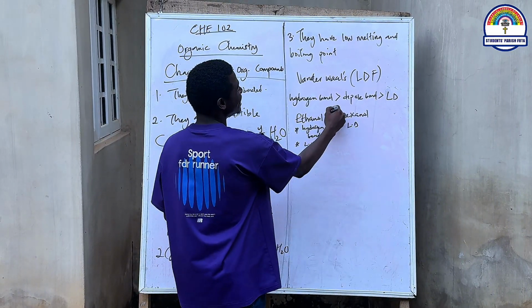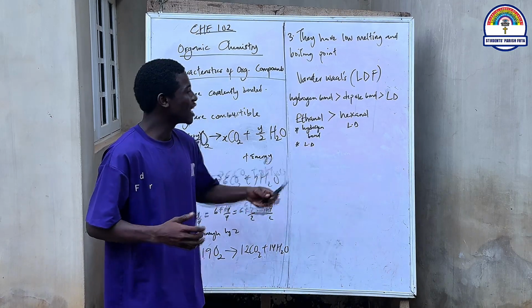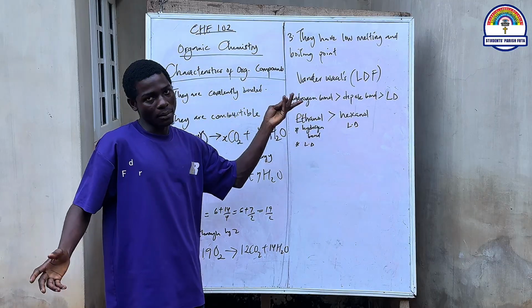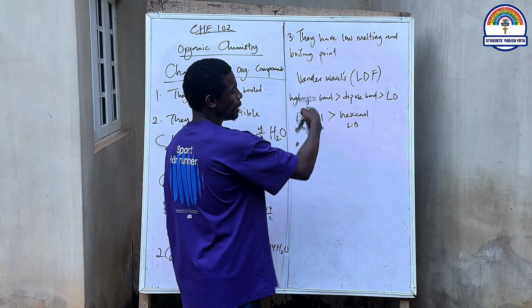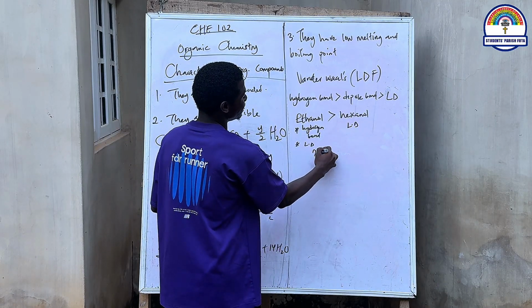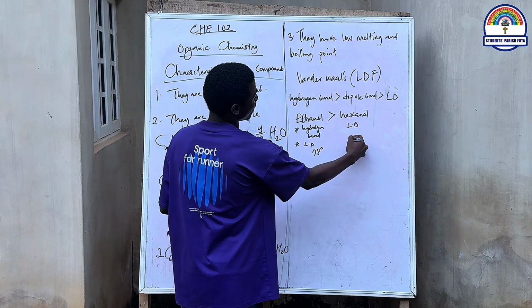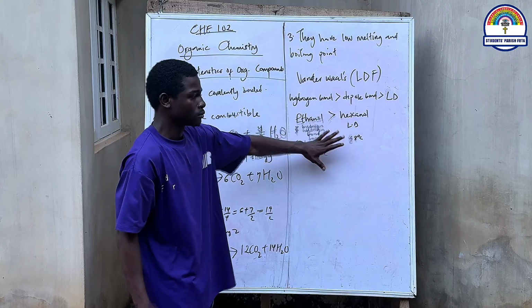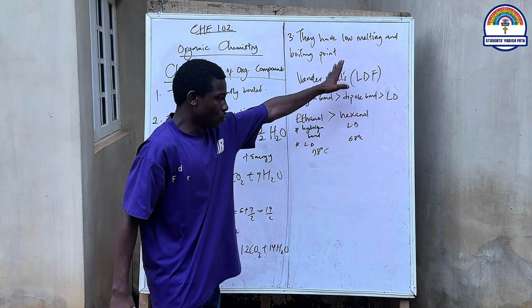So its boiling point is greater than hexane, even though hexane is bigger than it. Hexane is 6 carbon atoms. Ethanol is just 2 carbon atoms, but it still has higher boiling point than hexane. I think this should be 78 degrees for ethanol, and hexane should be around 68 or thereabout degrees Celsius. So ethanol, they have low boiling and melting points.